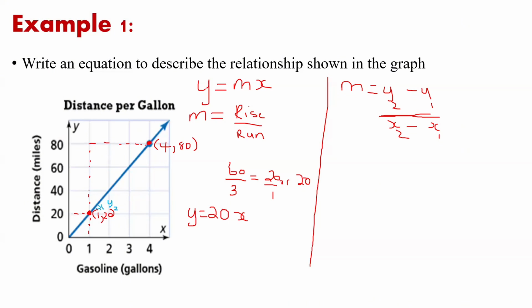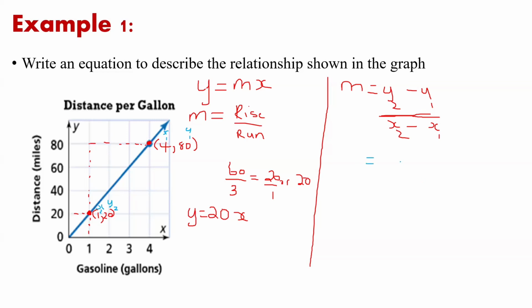Remember, at all times, x comes before y. Your x values are the ones that come first when you write the ordered pair. Now, this is going to be my y1, and this is going to be my x1. Now that I have labeled my coordinates, I am going to substitute those values into my slope formula.